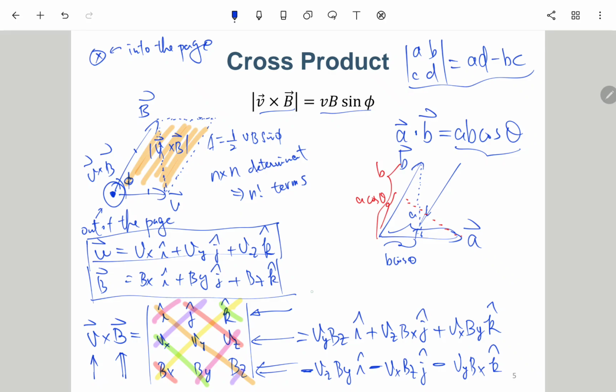Maybe we can correct the terms a little bit. So we have vy bz minus vz by, and then i hat, and then plus vz bx minus vx bz, and then j hat, and then plus vx by minus vy bx, k hat. Just collect these 2 terms here, 2 terms here, and 2 terms here.